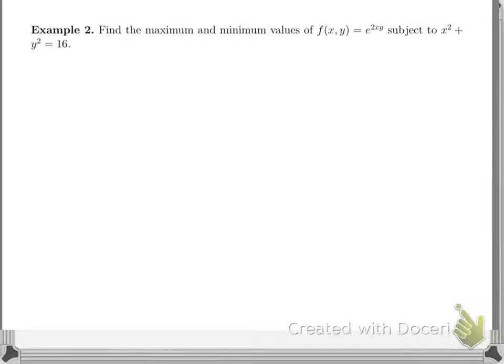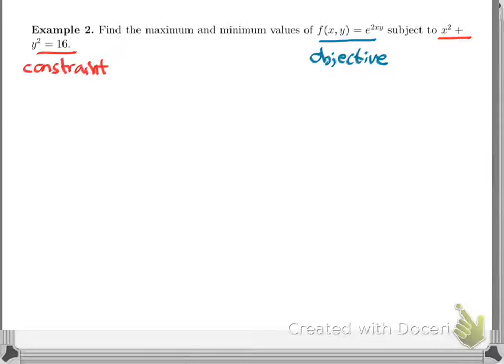Okay, so we're going to try to find the maximum and minimum values of some function. This right here would be our objective, the function that you're trying to find the maximum or minimum of, so your f of x comma y. Subject to, so that's the constraint that you really have no control over. So subject to this constraint, that's our goal.